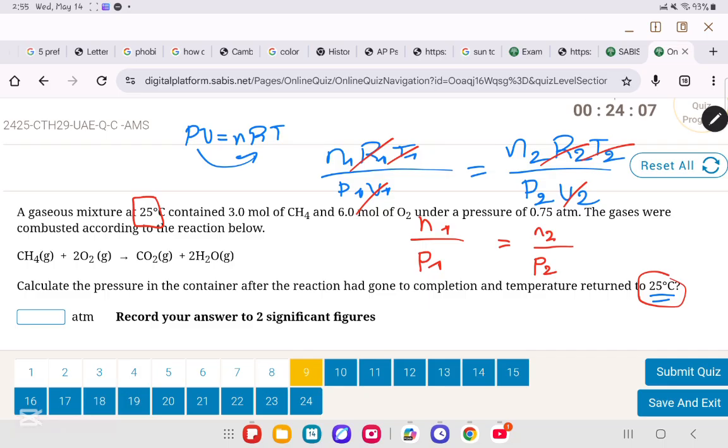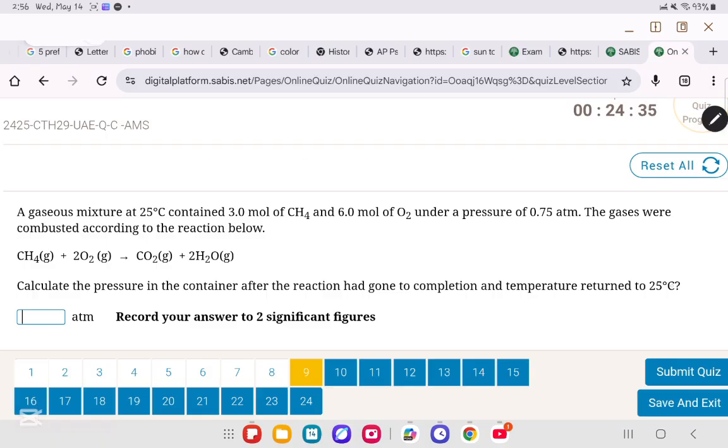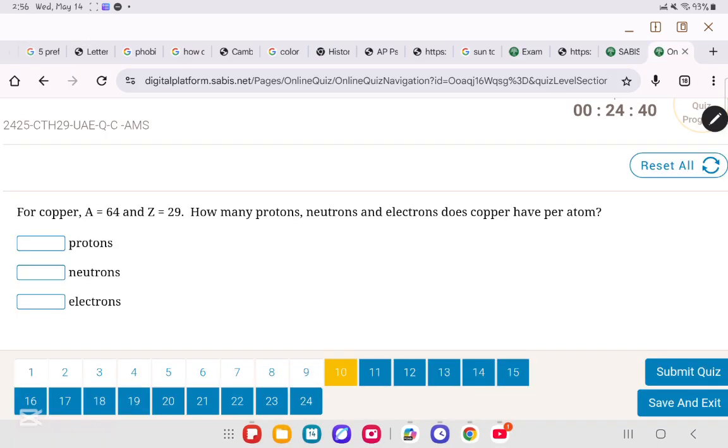So let us look at the ratio of the moles. Here, it's 1 mole plus 2 moles. This is 3 moles. Here, it's 1 mole plus 2 moles. This is also 3 moles. So the ratio is 3:3, which is 1. If you ever get a ratio that is 1, then directly you know that P1 is equal to P2. In this case, 0.75 atmospheres is going to be the same. So 0.75 atmospheres.